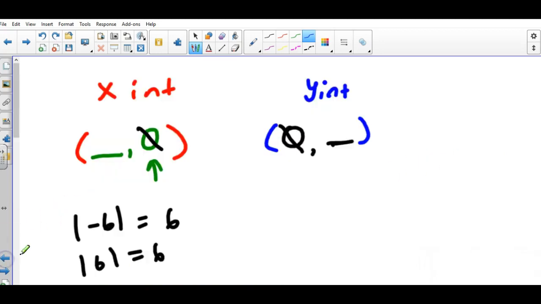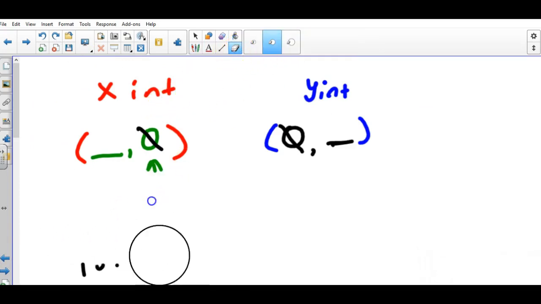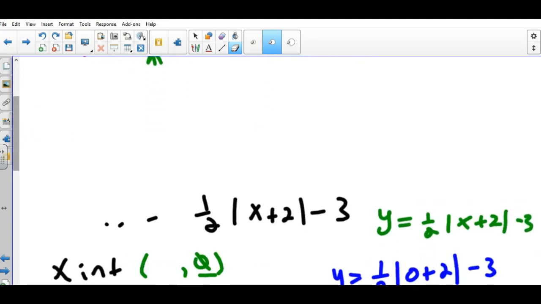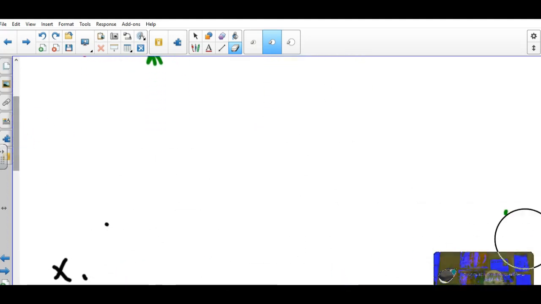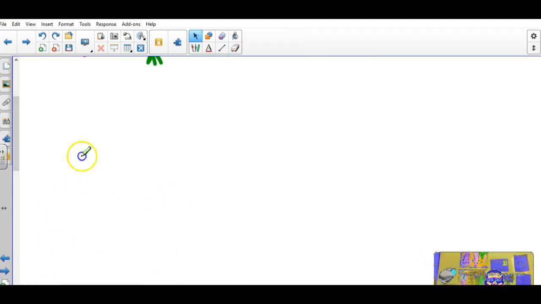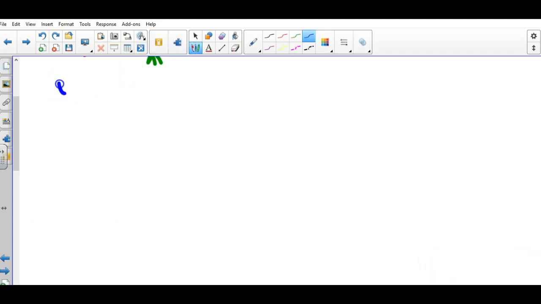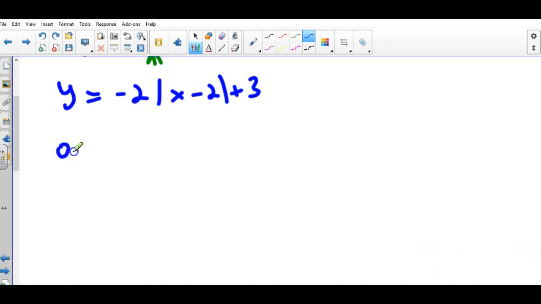Next for the intercepts. I'm going to go back here for our intercepts again. And remember our rule, where for the x-intercept y is 0, for the y-intercept x is 0. If we take our equation, y equals -2 times the absolute value of x minus 2 plus 3. And let's do the x-intercept first. So for the x-intercept, we'll make y 0.